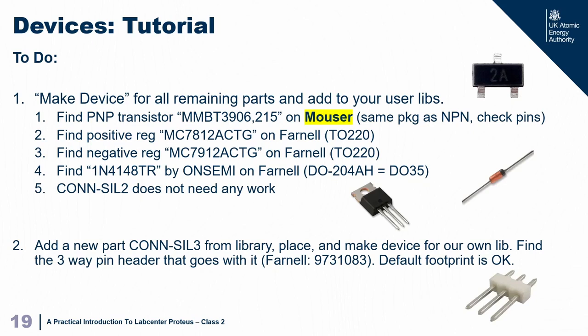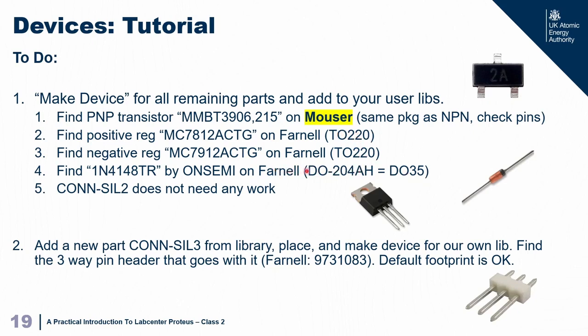I'm going to send you this video out, so you'll be able to go through one or two of the ways that you can make these packages. But I've given you hints and tips. So find that transistor on Mauser, find these on Farnell or Mauser if Farnell isn't working by the time you do this. And I've given you the package as well, just to make things a bit easier. So that one's the same package as the MPN, but make sure you check the pins. That's a TO220 package.